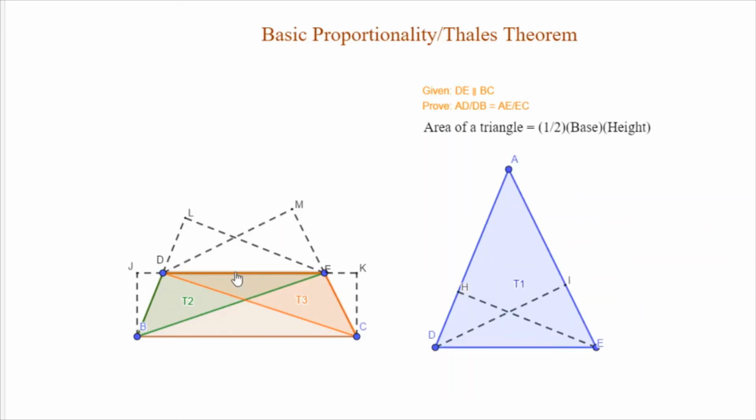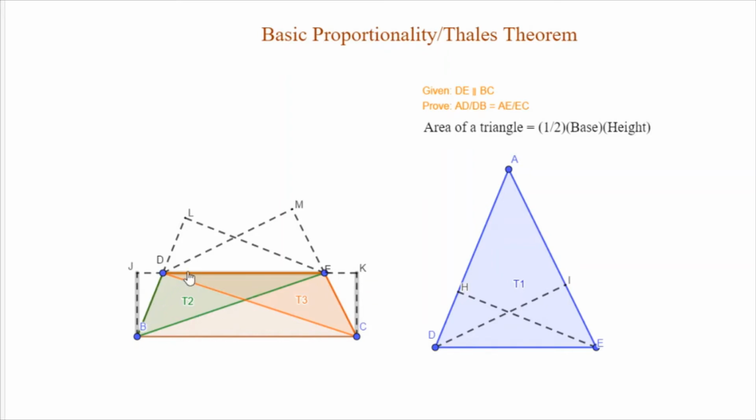When you considered DE as the base for triangles T2 and T3, you got the heights JB and CK. Because JB and CK are perpendicular lines drawn between two parallel lines DE and BC, since it is given that DE is parallel to BC, the lengths of JB and CK must be the same. Triangles CDE and BDE are both confined between two parallel lines. So in such a case, their heights are the same. Both triangles have the same height.